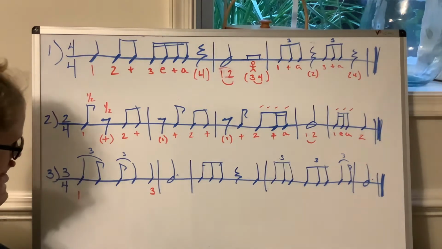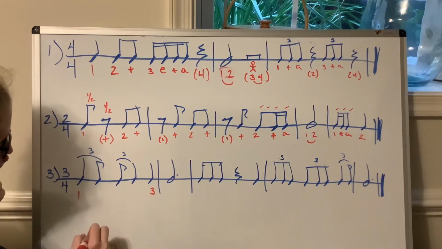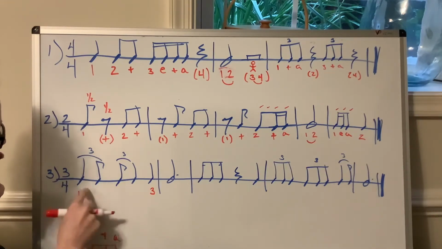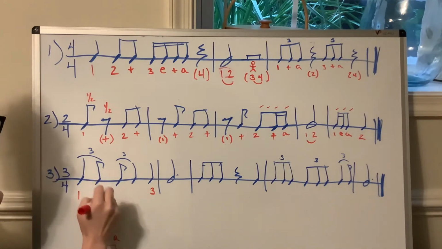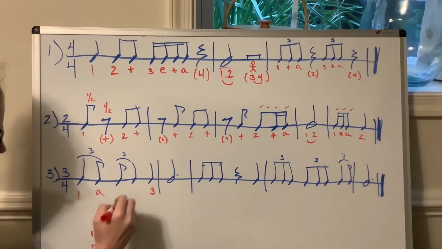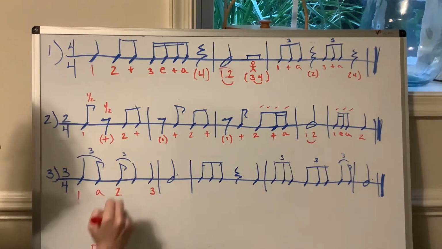I don't know if you can see this all the way at the bottom. We know triplets go 1 and a. So these 2 8th notes are in this quarter note. So this is the last 8th note. And this is 2. And then these 2 8th notes are this quarter note, so this is and.